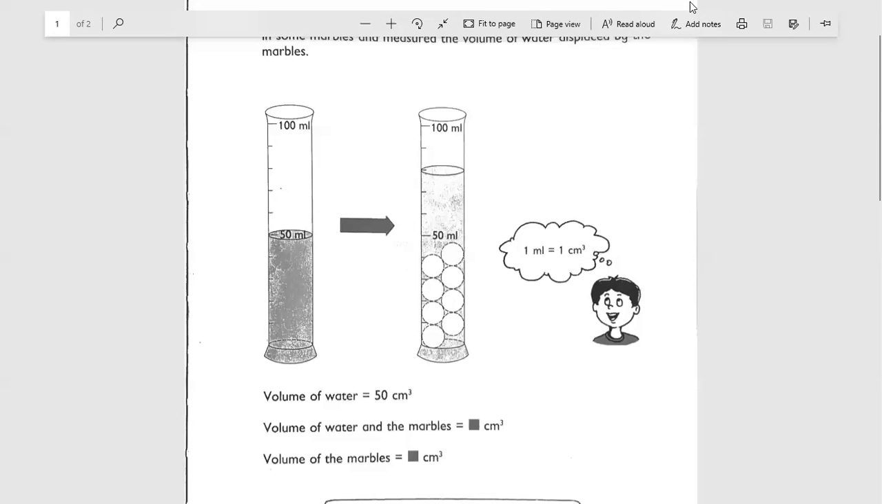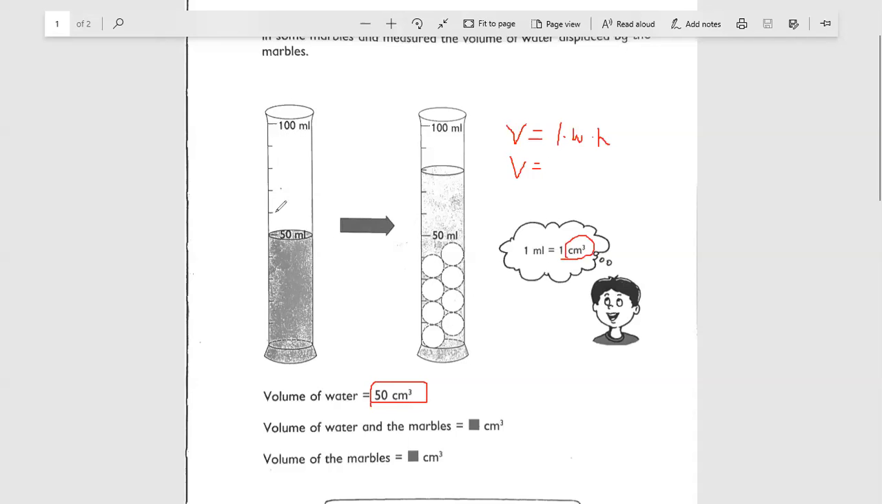All right, so I want to give you a quick review. If we want to calculate the volume, it will be the length times the width times the height, right? So we would get the volume with the unit cube, okay? And then it says over here, the volume of the water of this measuring cylinder is 50 centimeter cube. So they want us to figure out what is the volume of water with marbles.